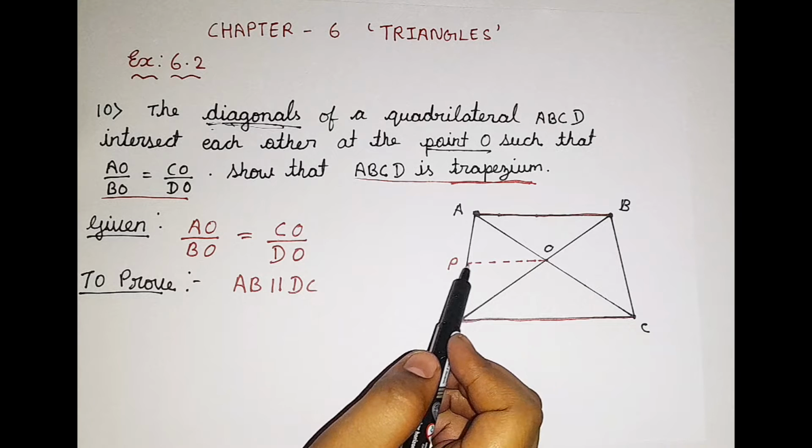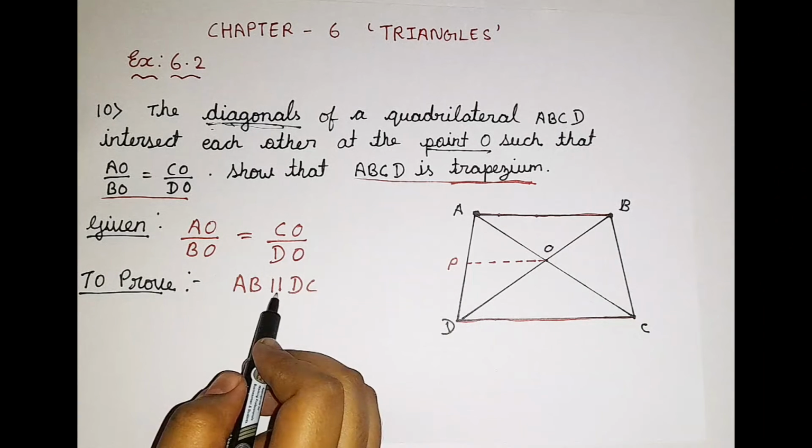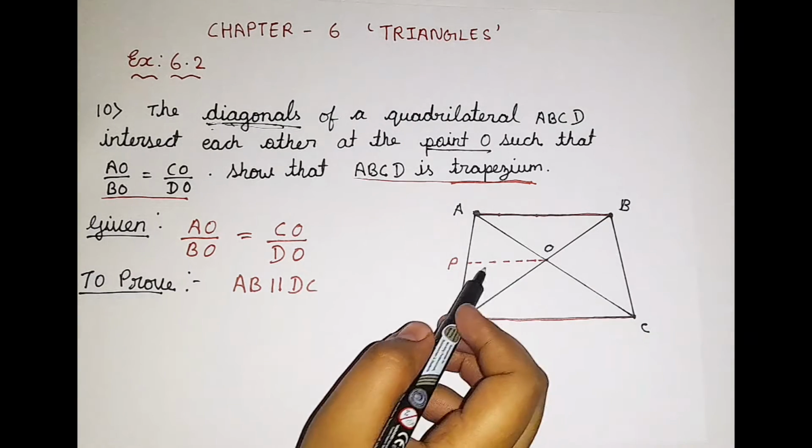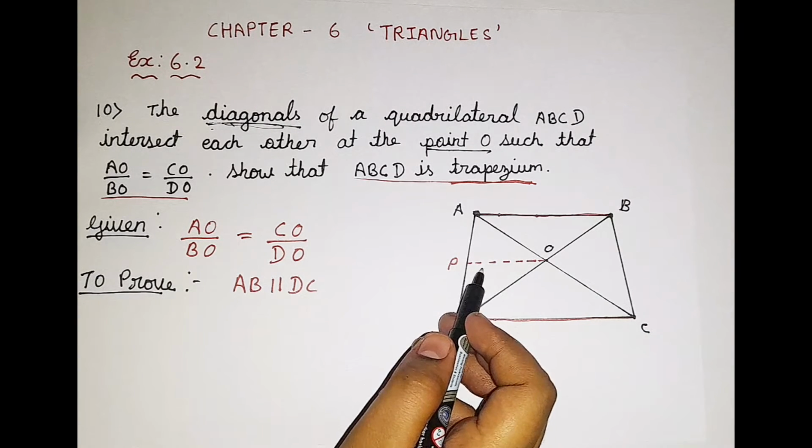But here we are going to be proving this one, that is AB is parallel to DC. That is really a simple and easy one and a short one. That's why I am just taking parallel line here. Okay, so don't get confused.